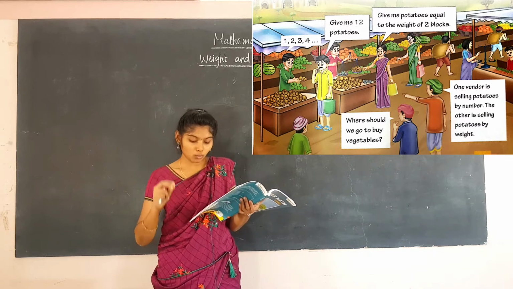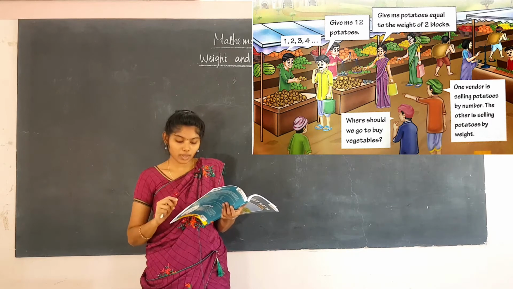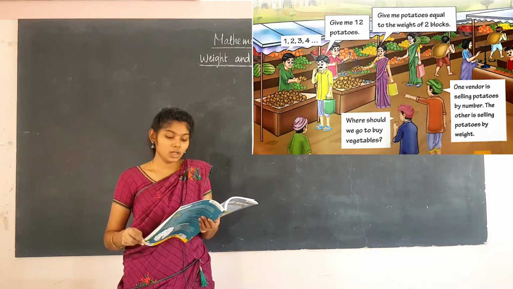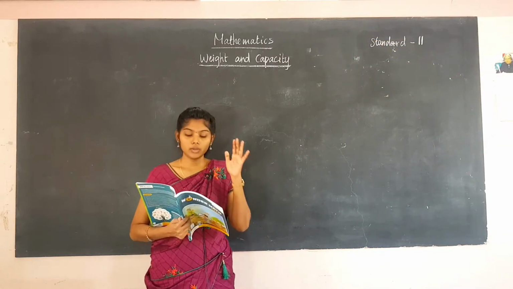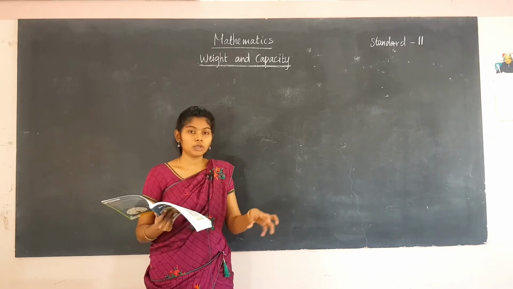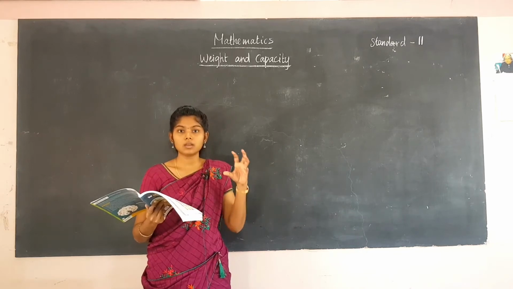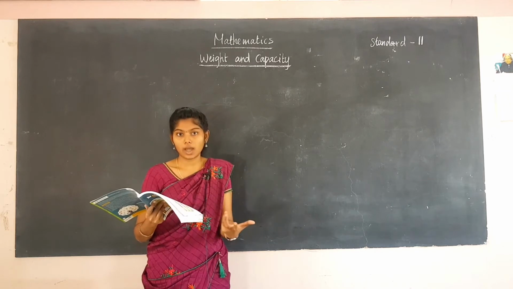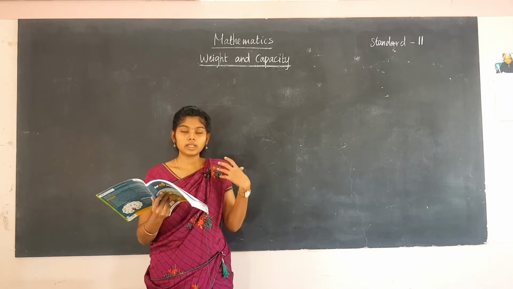Where should we go to buy vegetables? One vendor is selling potatoes by number, the other is selling potatoes by weight. So this picture is given. This is the kingdom of King Aditya, and the vegetables are being sold in the market there. Measuring weight by non-standard units is given here as an introduction. They were unhappy about this: give 12 potatoes, 9 potatoes, or by using 2 blocks you give. This is not familiar for us now, but in earlier days it was like that. They did not know how to measure things by weight or by liters.